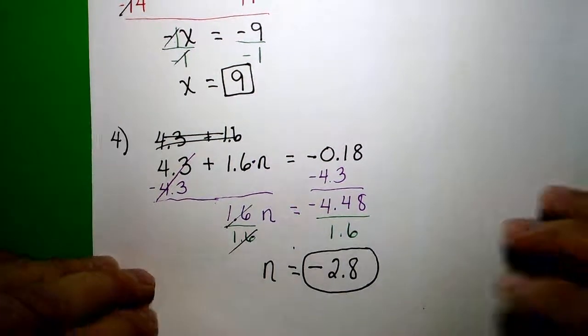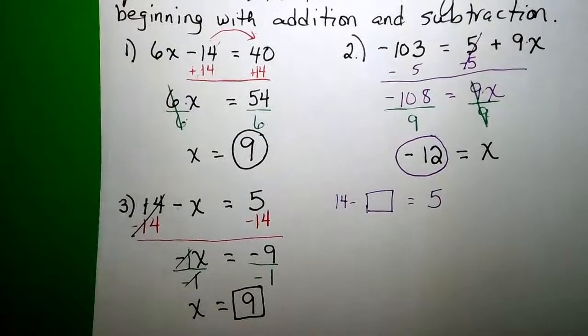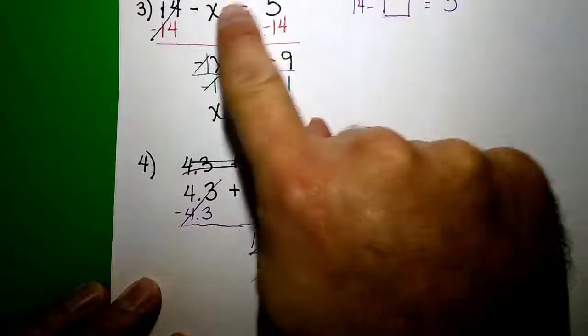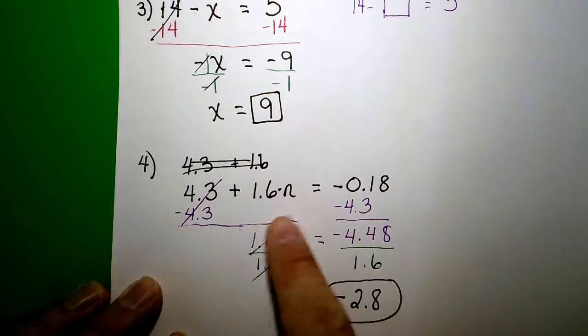Okay. Let's do another one. Now in all of these problems, there's just one variable. So in this next one, I'm going to try to show you what you do if you have more than one variable. What do you do if you have more than one variable? Okay, and here's the next one I'm doing.